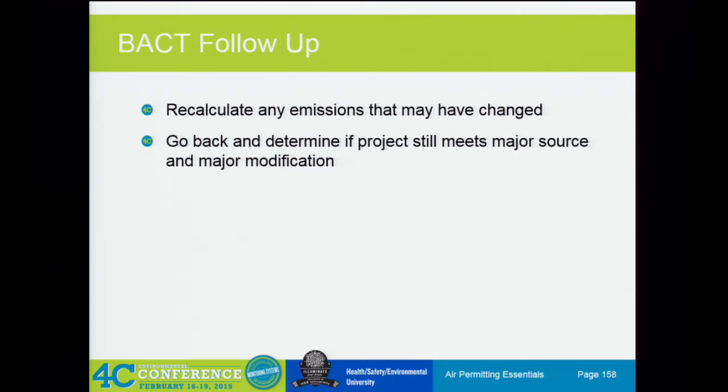So it's always good to identify your control technologies while you're developing your process. Make sure that your process engineers know what they are ahead of time, and that'll save you time in having to go back and recalculate your emissions if you can get out of PSD by voluntarily installing control technologies that get you out of PSD permitting.